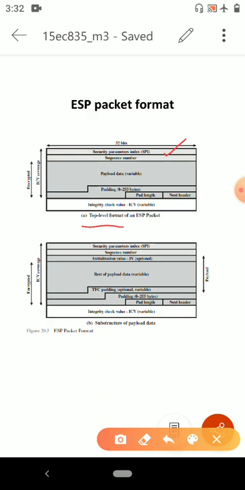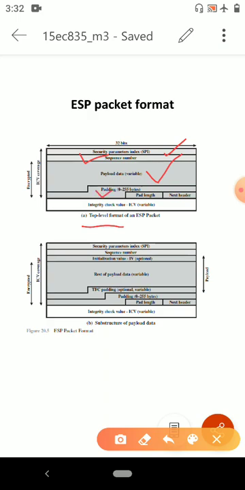Next is sequence number. It is also a 32-bit field and it is a monotonically increasing counter value. This provides an anti-replay function. Next one is payload data, which is variable. This is a transport level segment in transport mode or IP packet in tunnel mode that is protected by encryption.